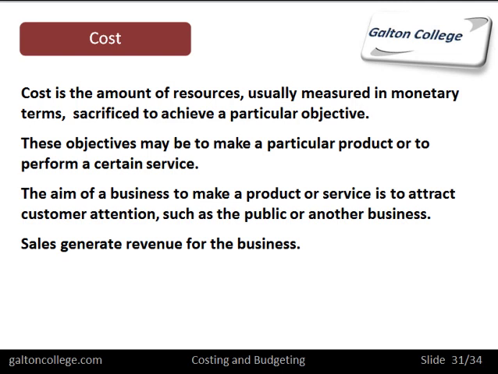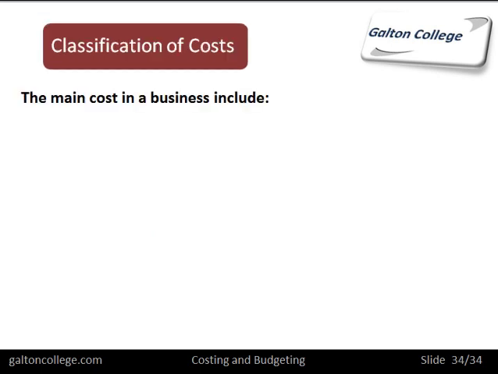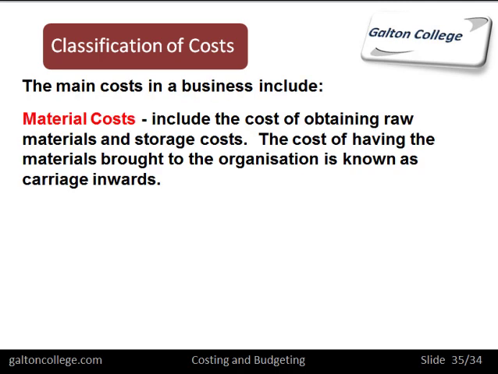So controlling costs will make the product more profitable. If the selling price is fixed in the market or a certain price can be achieved, then by controlling the costs or reducing the costs means a greater margin is achieved. And that's the function of the management accountants. So by controlling costs, the business may increase profits. Now, the classification of costs. Well, the main costs in a business include material costs, the cost of raw materials and storage, the cost of having materials brought to the organization, which is known as carriage cost. So there's a major element of cost.